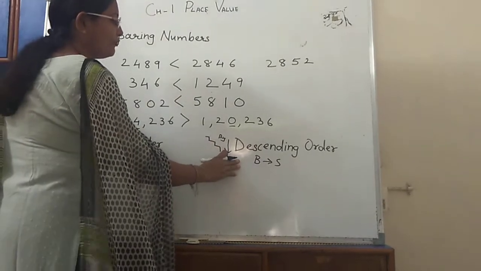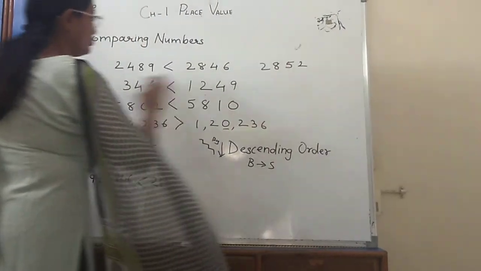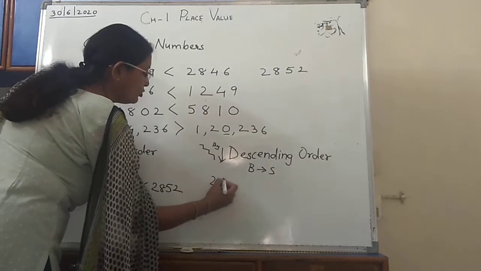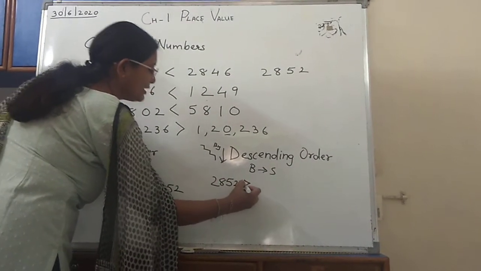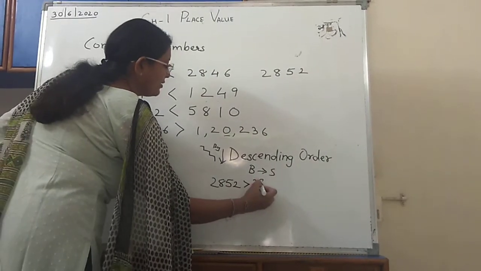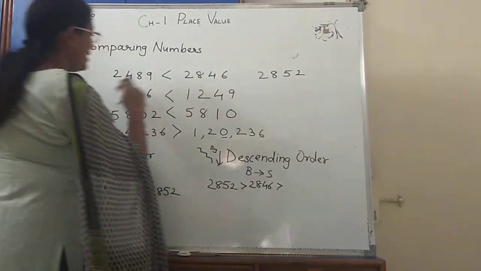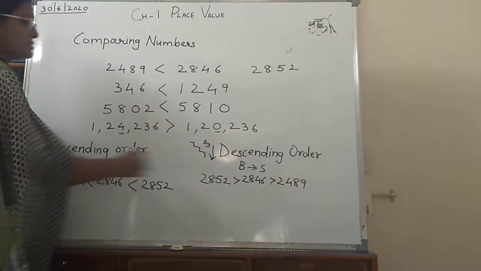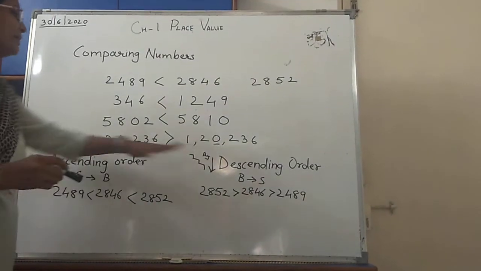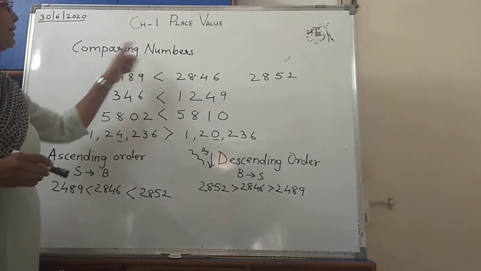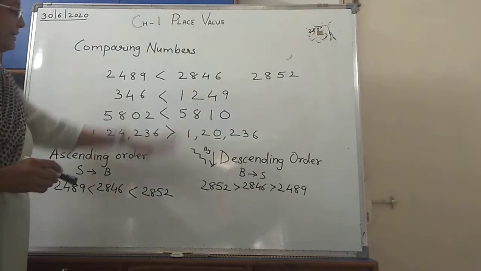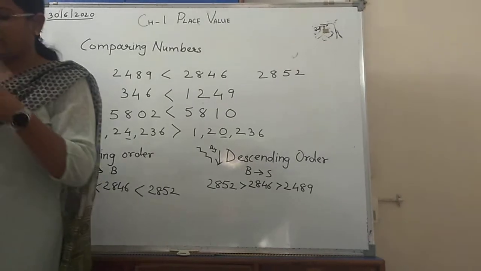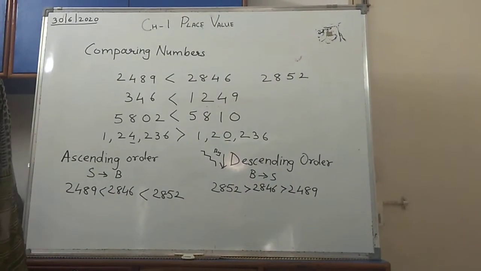Same way descending order. For descending order, you have to go big to small, so you have to go the opposite side. Now, what is the big number in these three? 2852 is bigger than 2846 is bigger than 2489, right? This way you can compare. For writing ascending and descending order, you need to learn comparing numbers, right?